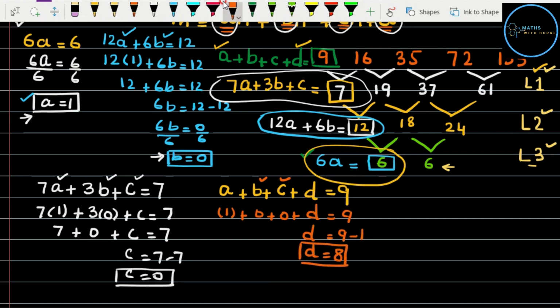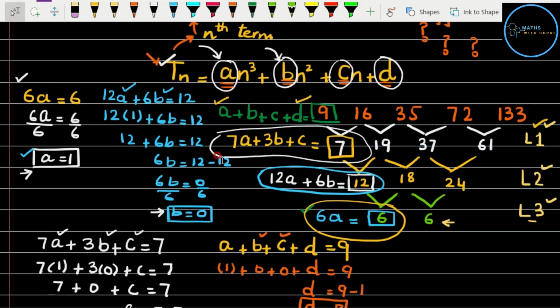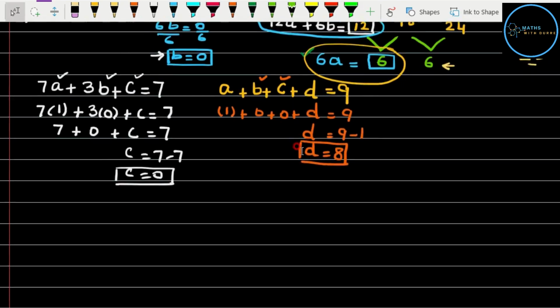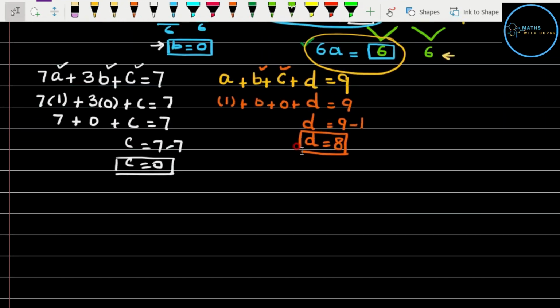Okay. I will move towards the same formula which I have written in the first step, and that is term n is equal to an cube plus bn square plus cn plus d. As you know, we have calculated the values of a, b, c and d. So we need to substitute the values. Okay. So term n is equal to an cube plus bn square plus cn plus d.